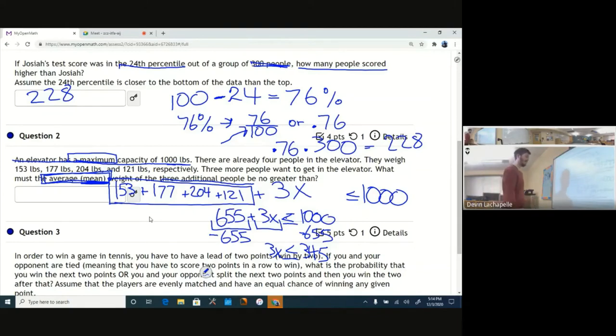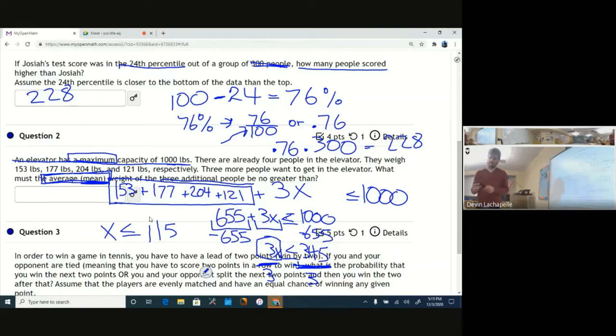So we would take our total weight. This is our total weight right here, right? Total weight, and we divide it by our number of data points, which is going to be 3. 345, right? That's our weight of three people. What's the average weight of one person? Well, we divide it by 3. So the average weight is going to be 115.